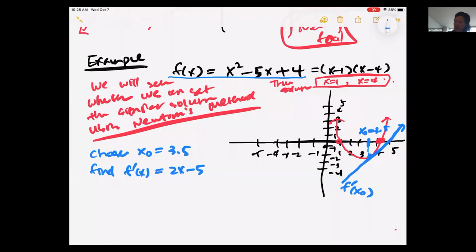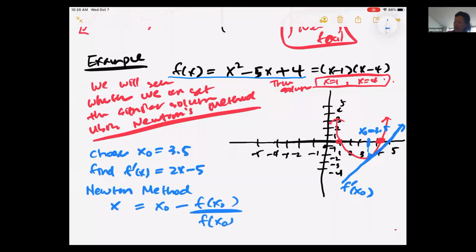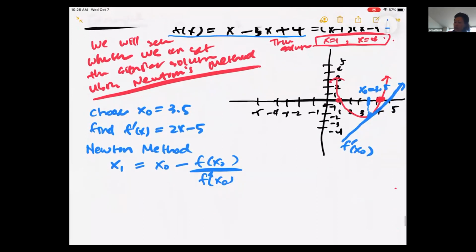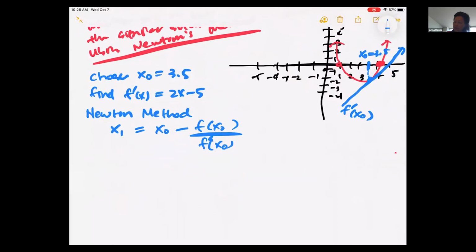All right, now let's use Newton's method. So Newton's method says x1 is equal to x naught minus f of x naught, everything divided by f prime of x naught. That's the first iteration. Okay, the first iteration is there. So let's plug it in there. My first iteration will be x naught is 3.5.